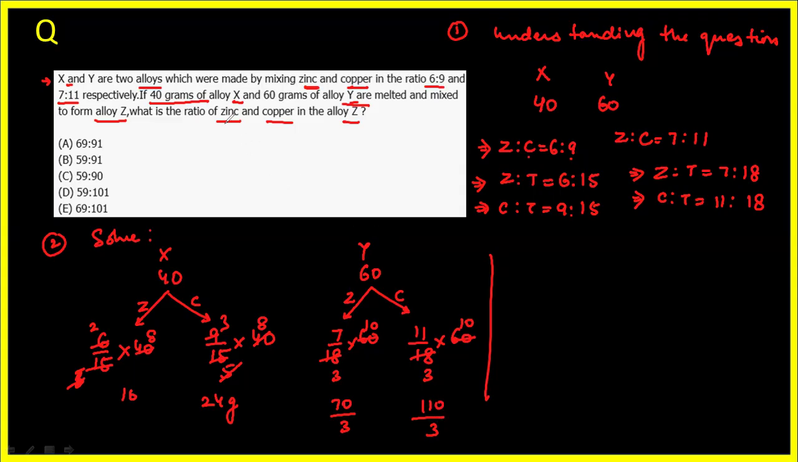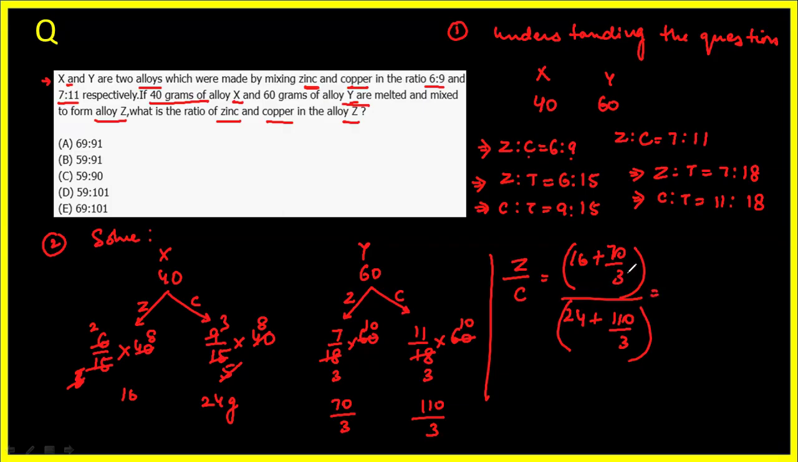Now let's solve the question. It says, what is the ratio of zinc to copper in the alloy. Now you're mixing. So in the third alloy, Z, how much zinc will be there? Zinc will be 16 grams plus 70 upon 3 grams, right? That's the total zinc in the third alloy. How much will be copper now? That is 24 grams plus 110 upon 3 grams, the total copper in the third alloy.